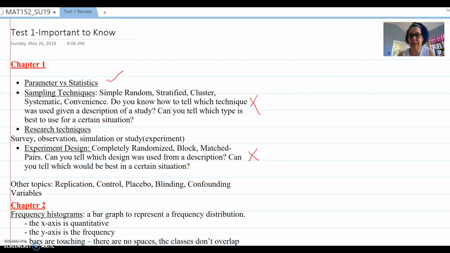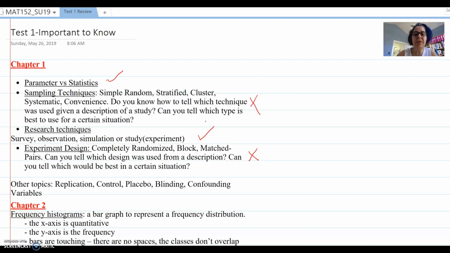Research techniques, that's another thing. So you have a research question. What do you want to do in regards to being able to answer that research question? Would you rather do a survey? Would you rather do an observation? Would you design an experiment or a study, or would you do a simulation, and why? You got to know that also.